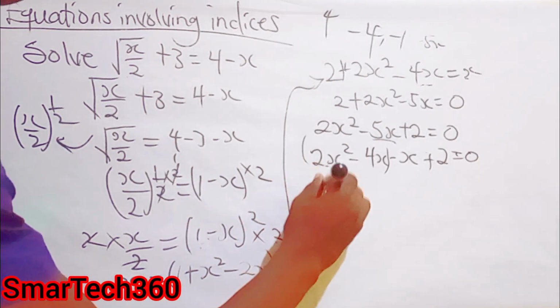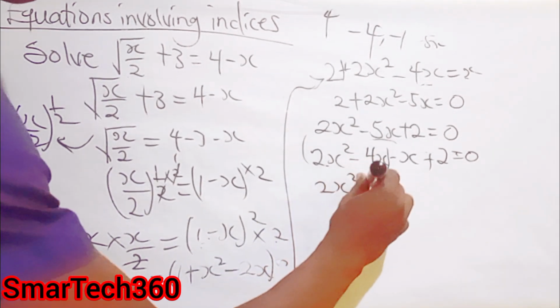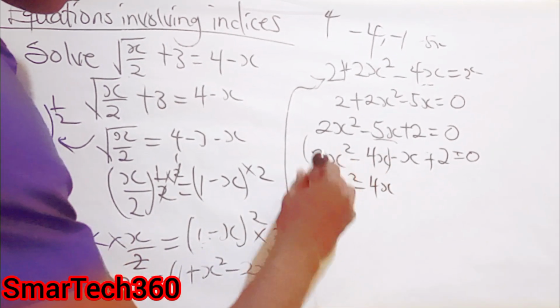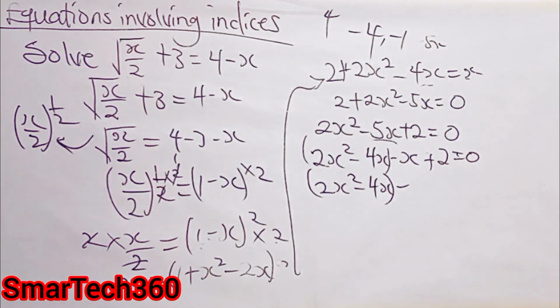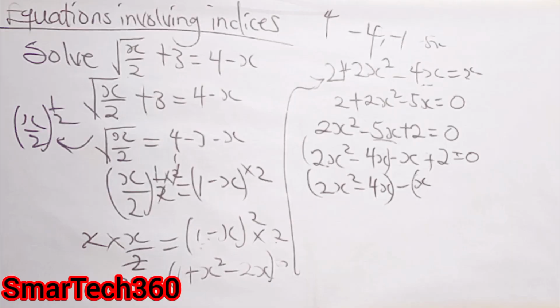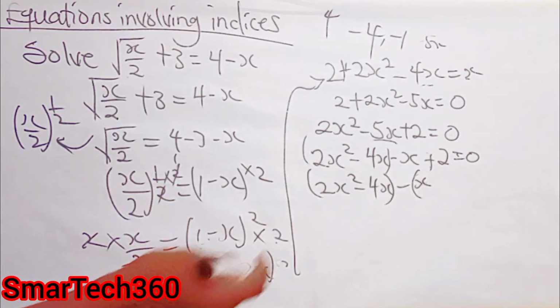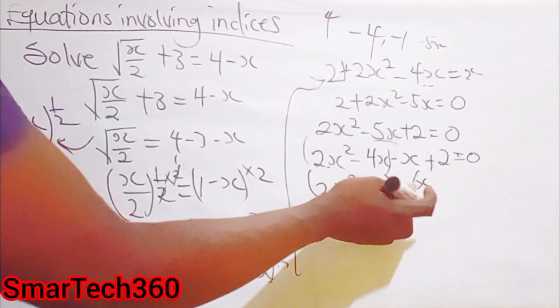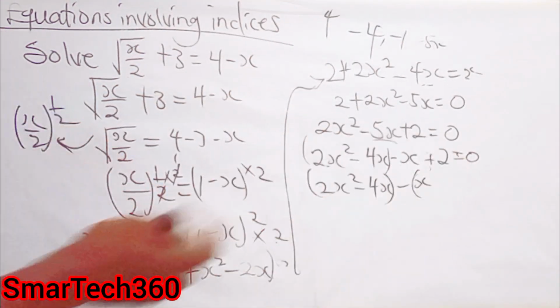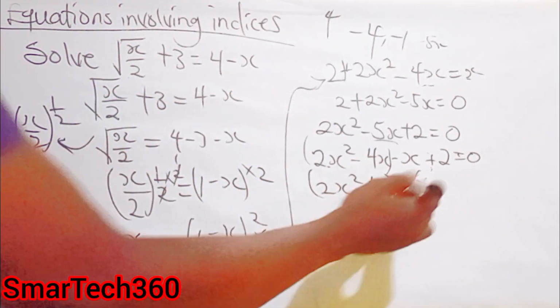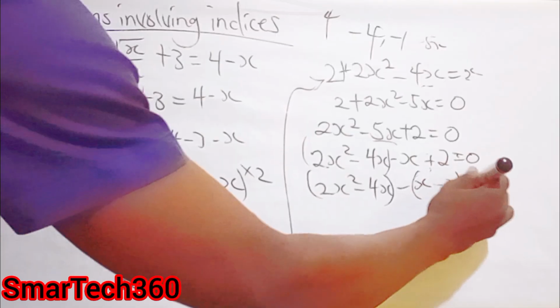So we have 2x squared minus 4x. Then with this side, we bring the minus, then put this in bracket. We bring the x. But realize that if we put the plus here and multiply the minus by the plus, we get minus. So due to that, we want plus to be here. So we make this place minus. So minus 2 equal to 0.